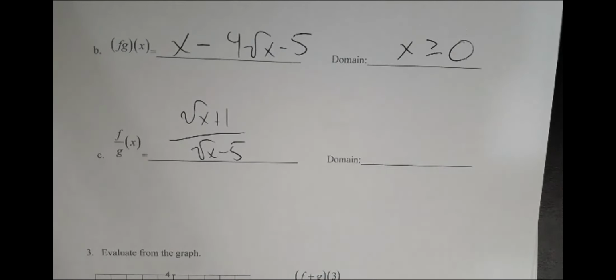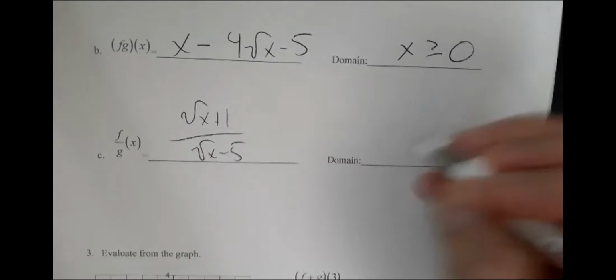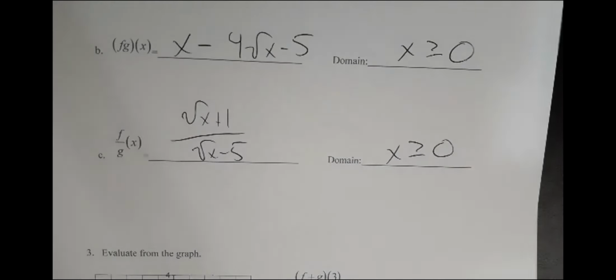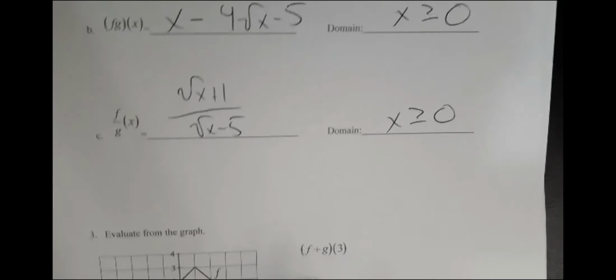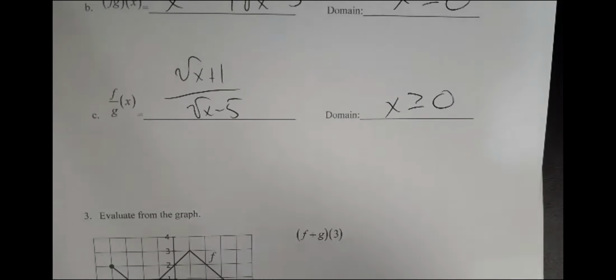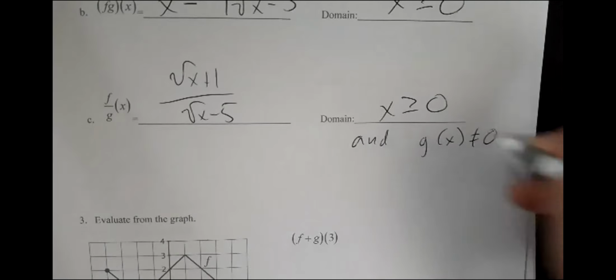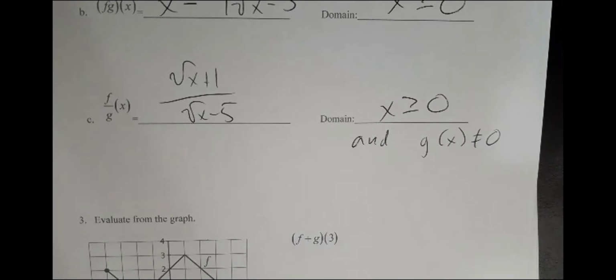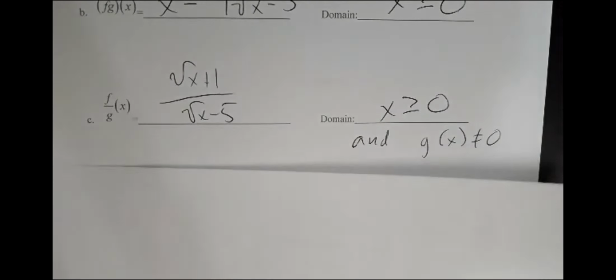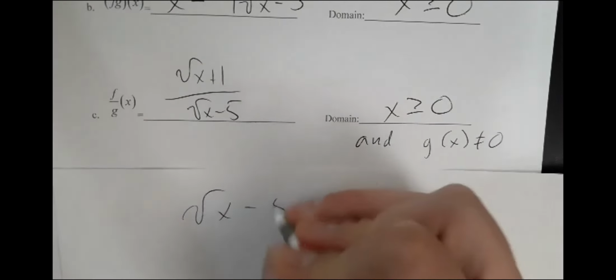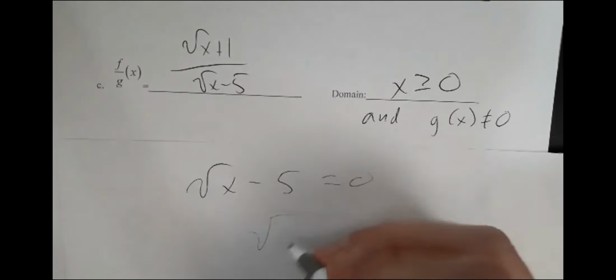So I want to think about my domain. My domain is going to come from its parents. That one, we probably see that it was in the first two. It's definitely got to be in this third one here. The other thing I have to check is that my denominator is not 0. So what is going to make my denominator 0? When root x minus 5 is equal to 0.